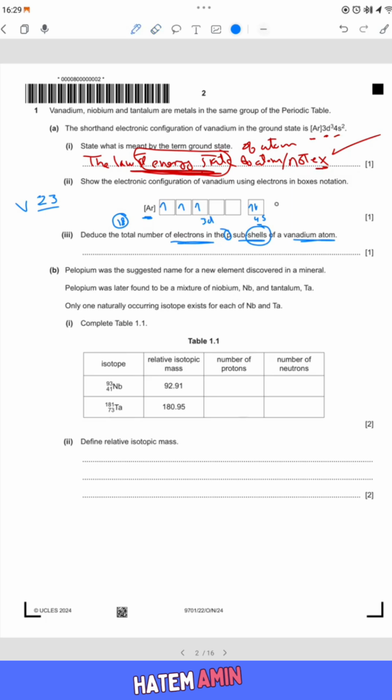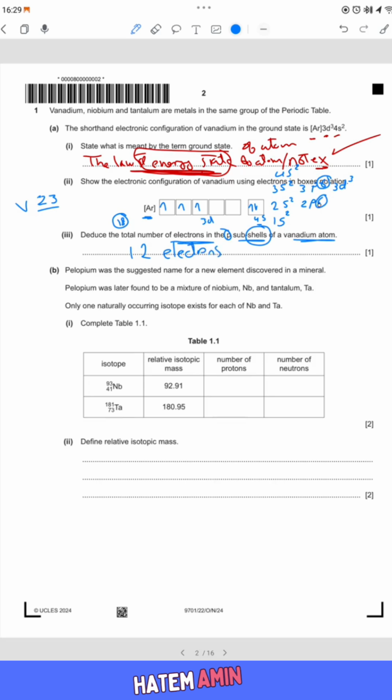write down the configuration of vanadium, which is 1s2, 2s2, 2p6, 3s2, 3p6, then 4s2. Next is 3d, how many? 3. So he's asking about the p subshells. Where are they? The first one has 6 electrons. The second one also has 6 electrons. 6 plus 6 equals 12 electrons.